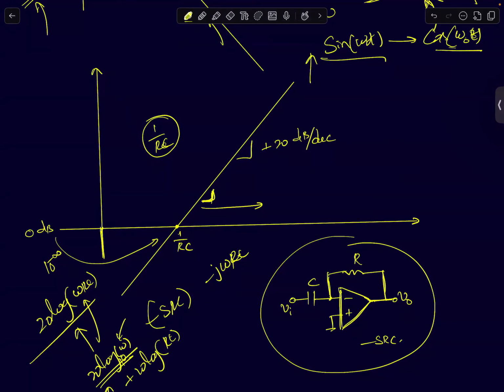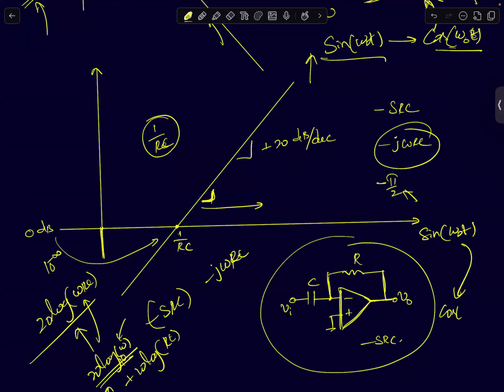Now, if I were to compute the phase response, this is minus SRC, that is minus j omega RC. What is the phase response? It'll just be minus pi by 2, just minus 90 degrees. So if you feed an input sinusoid, sine omega naught t, what kind of an output can I expect? Forget about the amplitude. I should expect cos of omega naught t. That's it.